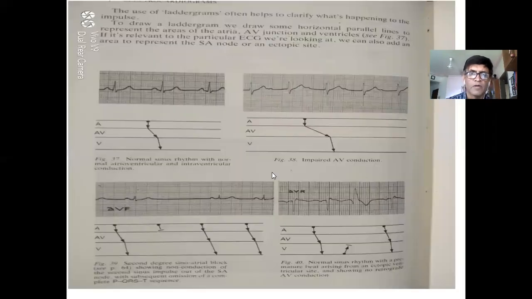Yes, sir. So this particular picture, figure 39, is talking about a heart block which is called a second degree heart block. So what is the difference between first degree and second degree? In first degree heart block, the PR interval is prolonged, which you saw in this picture. It is a fixed prolonged PR interval. That is called a first degree heart block.